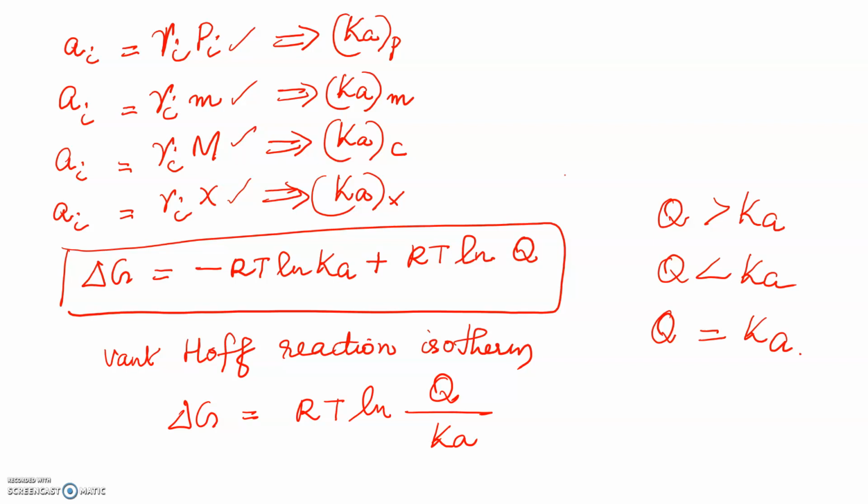Now let's see the other types of equilibrium constants. This is Ka, the thermodynamic equilibrium constant. Q is the reaction quotient. Now we'll see other types of equilibrium constant: equilibrium constant in terms of pressure, in terms of concentration, and in terms of mole fraction.